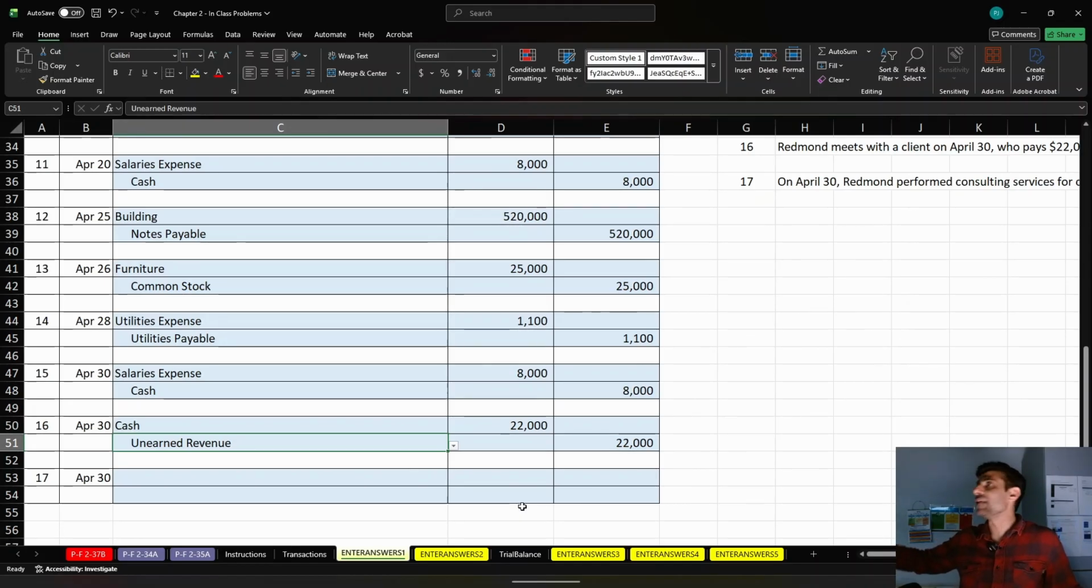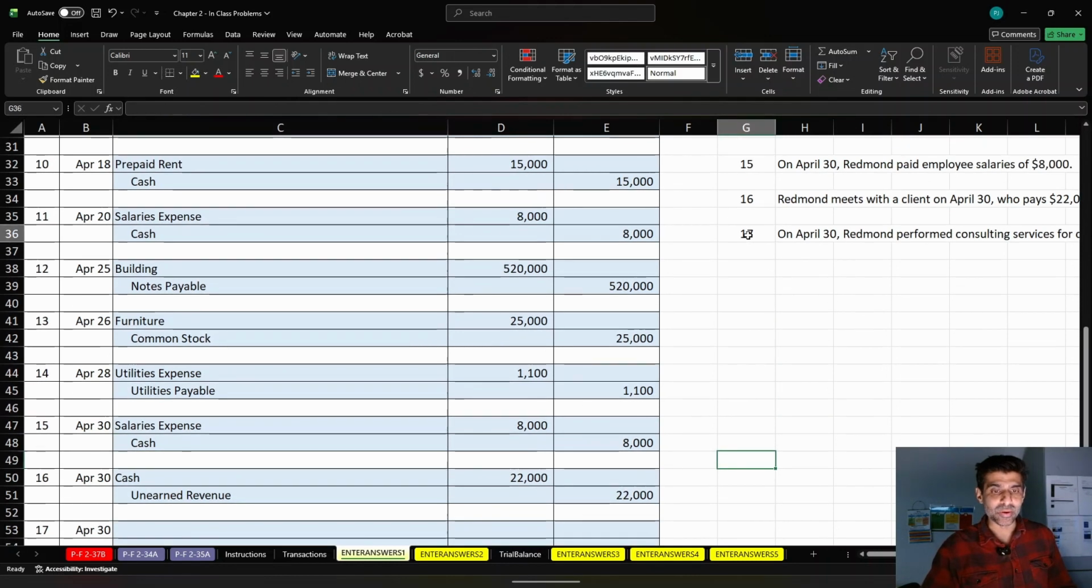So you can maybe already see how it's going to play out. If you're going to reduce the liability, it's going to be a debit to unearned revenue, and then we're going to credit service revenue. That will have the effect of reducing that liability. But we'll see that later. We're going to build upon what we were learning, but I'm just giving you a little preview.